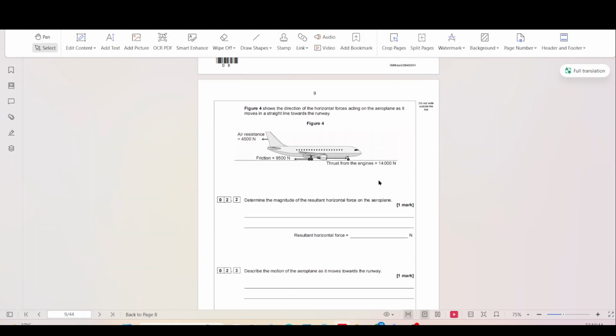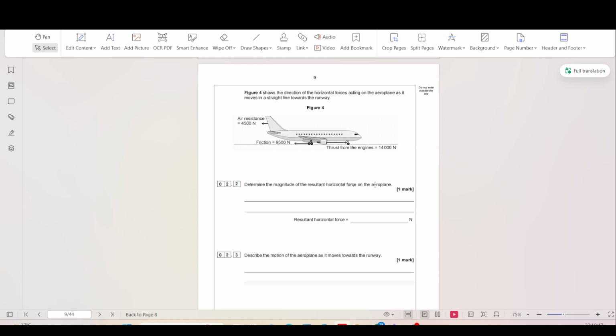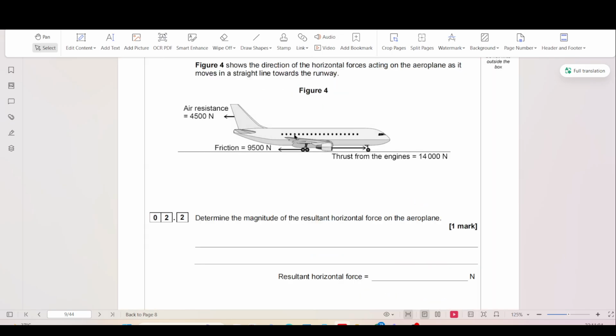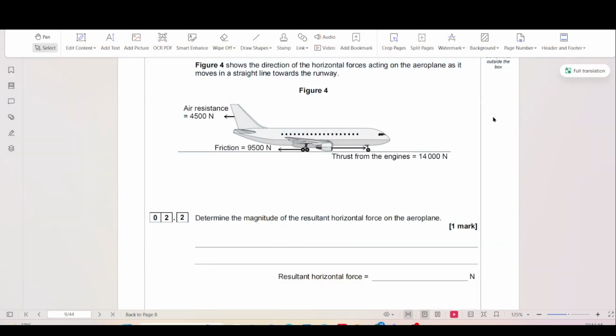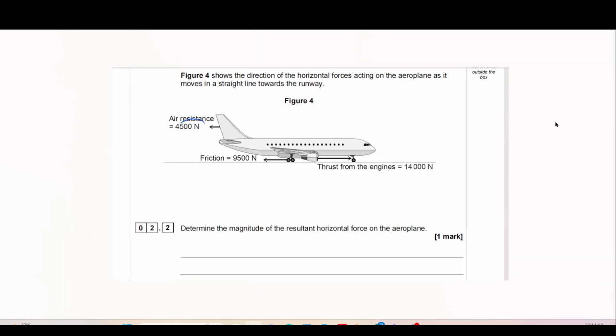Okay, do you have 2.2? Yeah. Determine the magnitude of the resultant horizontal force on the airplane. So the magnitude is 4,500 newtons air resistance, and there's 9,500 friction. So there's 14,000 newtons. If you add these two, you are getting 14,000 Newton.